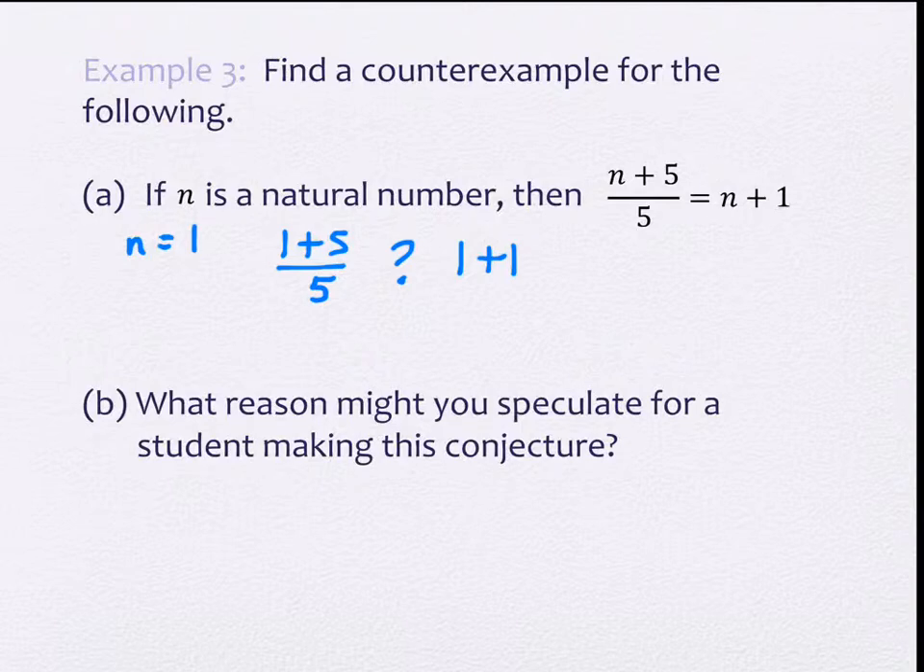So what is the left-hand side going to be? Not a trick question. 6 over 5. You could change it into a mixed number, but you don't need to. 6 over 5 will be just fine. What about the right-hand side? 2. And 6 over 5 does not equal 2. So this, in fact, would be a counterexample. It's just an example that shows that it doesn't work.